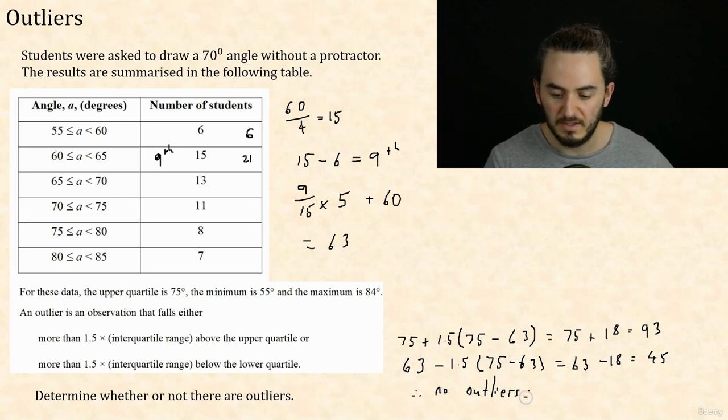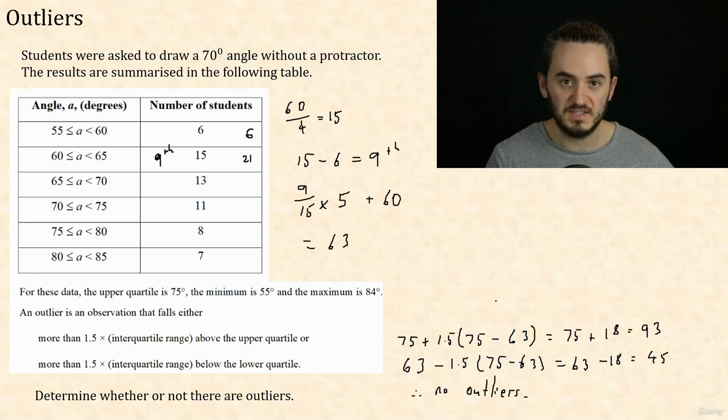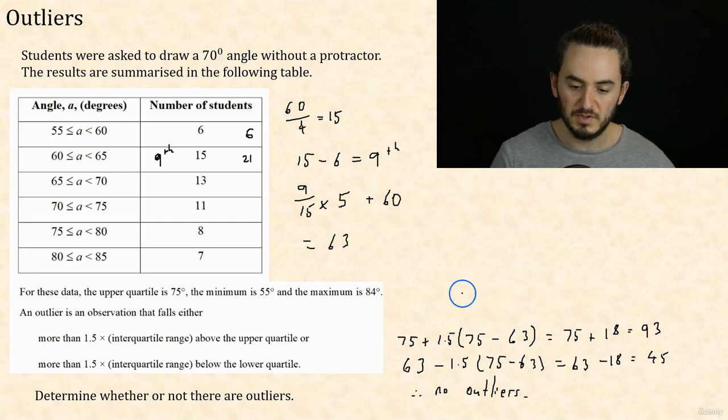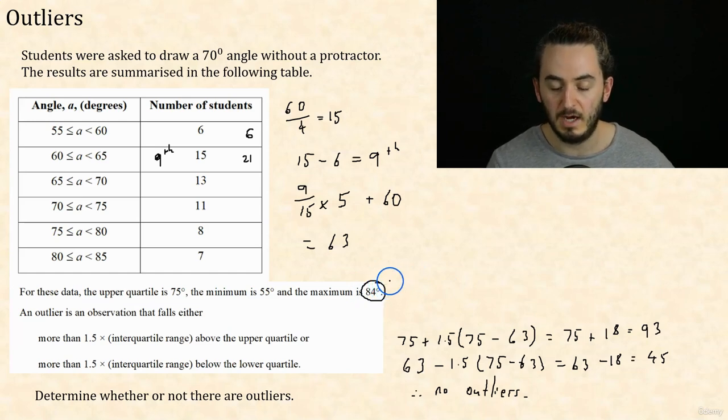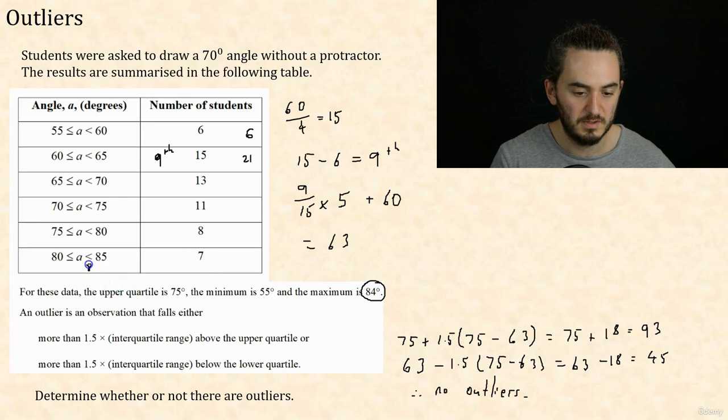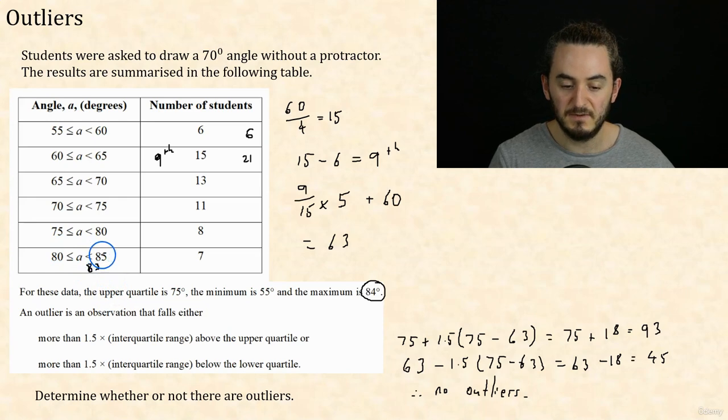Now, it's worth mentioning that in these questions, it's sometimes not possible to tell if there are outliers. For example, suppose that they hadn't told us the maximum value was 84. Suppose that we didn't know that. And let's also suppose that we had worked out that our upper bound was 83 or something in the middle of this group. We wouldn't necessarily then know if there were outliers, because just because this says 80 to 85, it doesn't mean that anyone actually got as high as 85. They might have all got around 82.